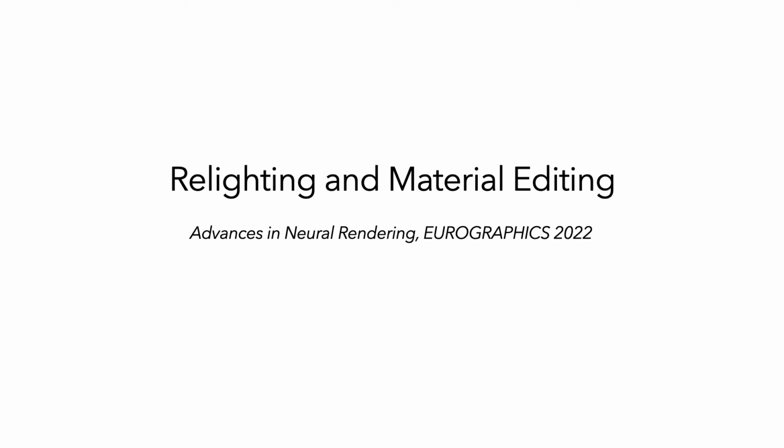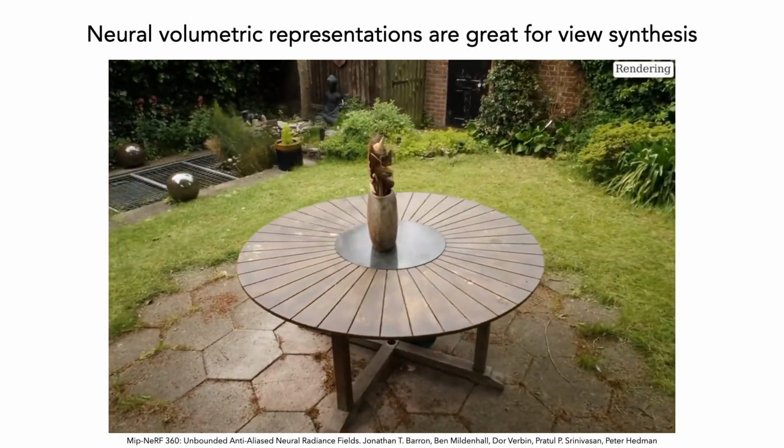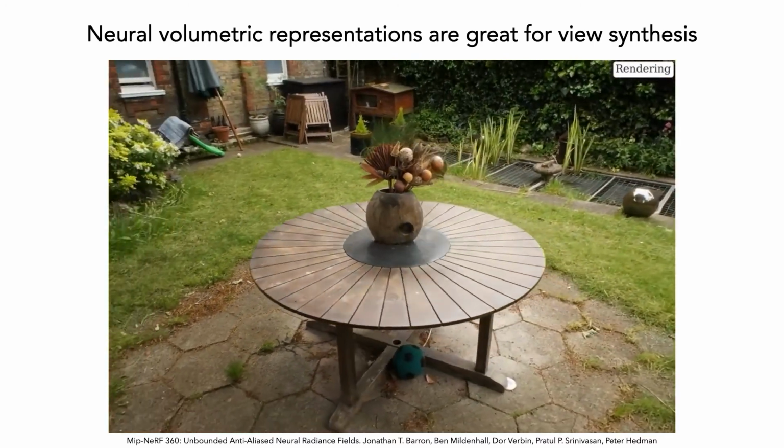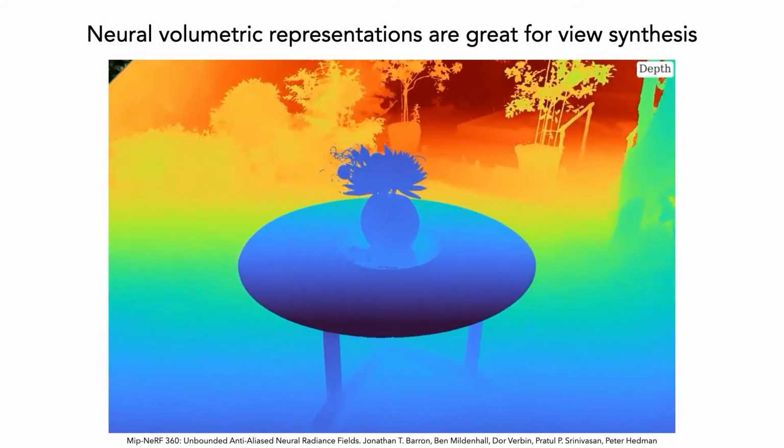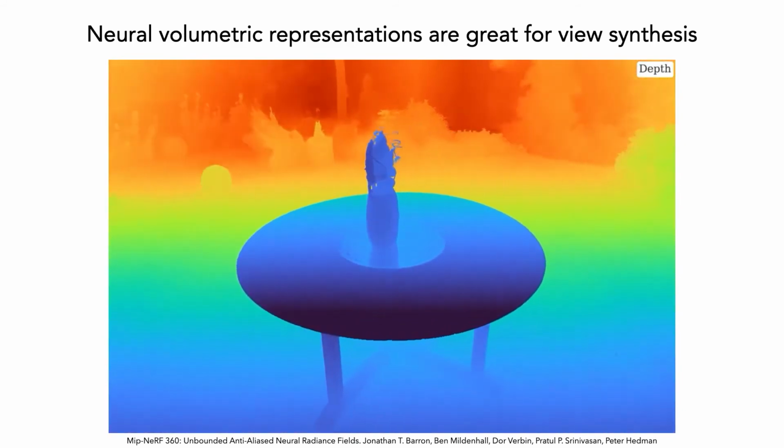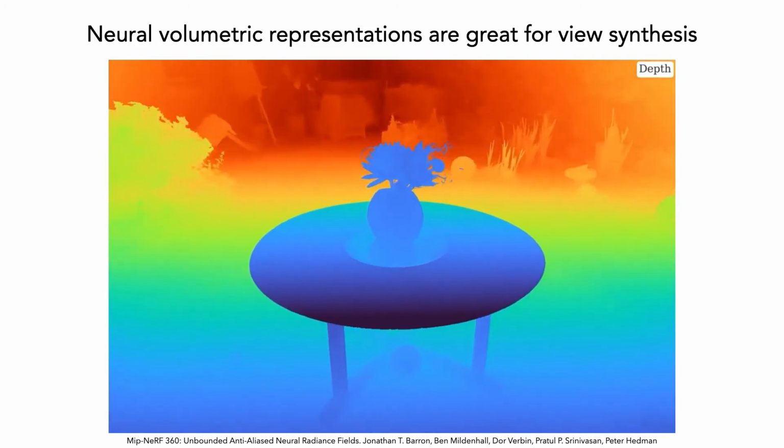Hi, I'm Srinivasan, and I'll be talking about some relighting and material editing applications. As you've already seen in this tutorial, neural volumetric representations such as NeRF are a very effective technique for representing objects in scenes, like this backyard here, in a manner that's easy to optimize from observed images.